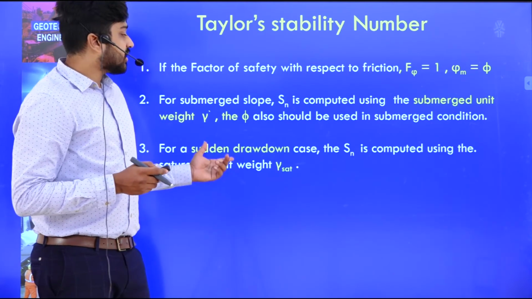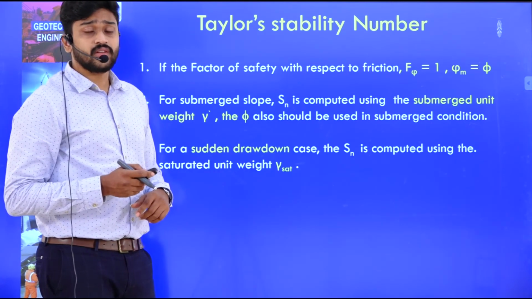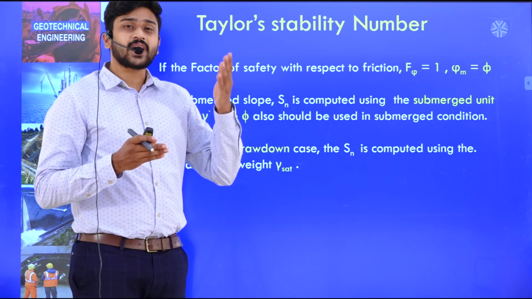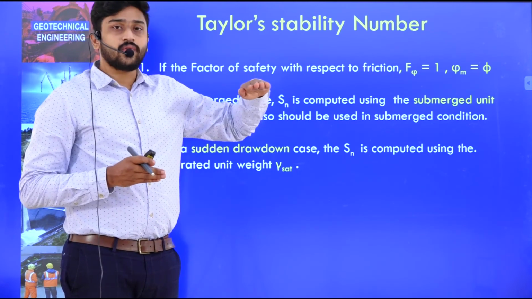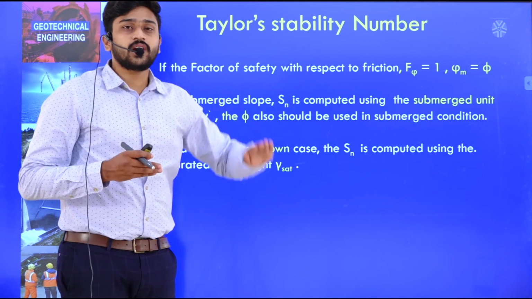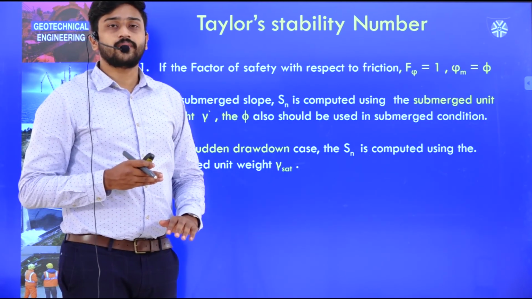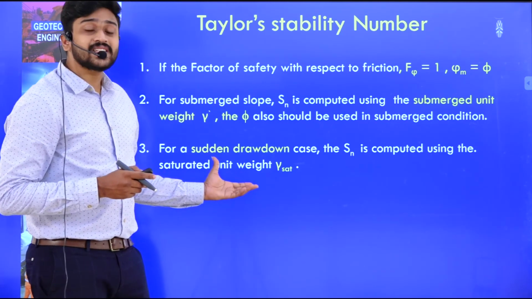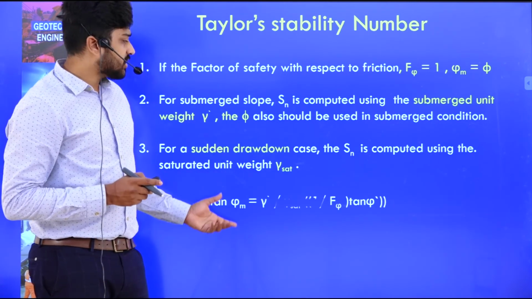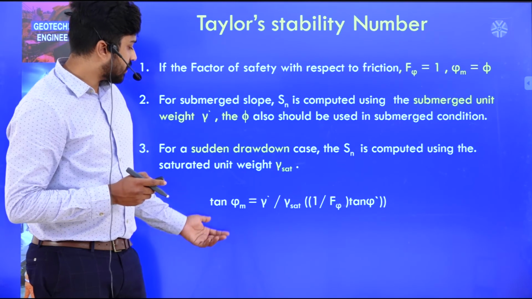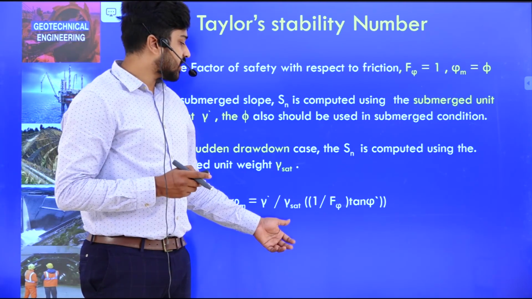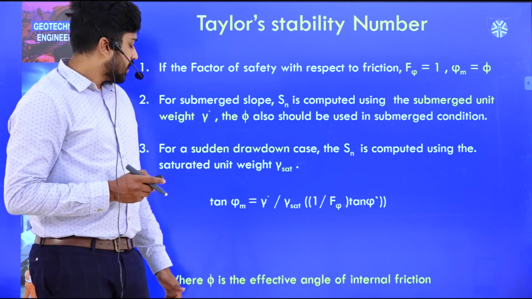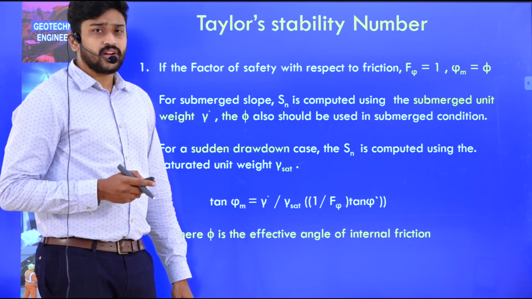Now, when there is sudden drawdown, if you consider any reservoir which at a particular period of time is completely full, up to this level water is there, and there is some sudden drawdown within a few days itself, that means there is a sudden drop of this water. In such a case, we need to consider the saturated unit weight. This is generally given by the following equation: tan phi m is equal to gamma dash by gamma sat into 1 by f phi into tan phi dash, where phi dash is the effective angle of internal friction.